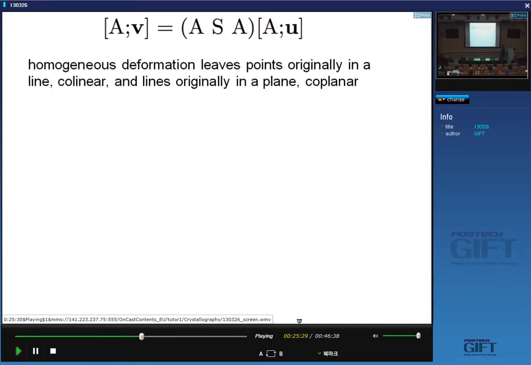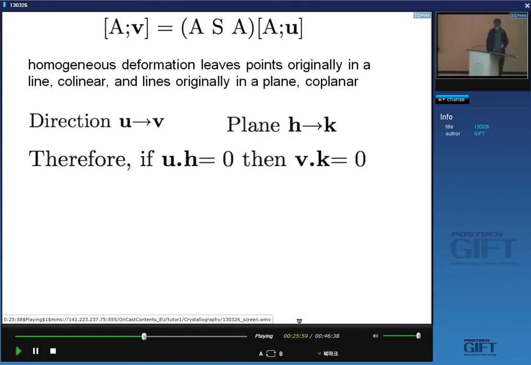Now, slip is not a homogeneous deformation because if I have a line going through the slip plane and I displace the plane above it, then you'll get a step in that line. Macroscopically, it's homogeneous, but not microscopically. But the Bain strain we were talking about is a homogeneous deformation which leaves points which are originally in a line collinear and lines originally in a plane coplanar.